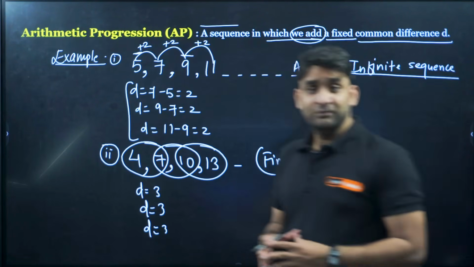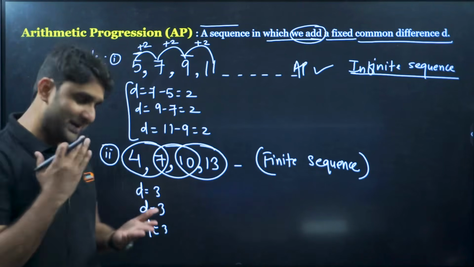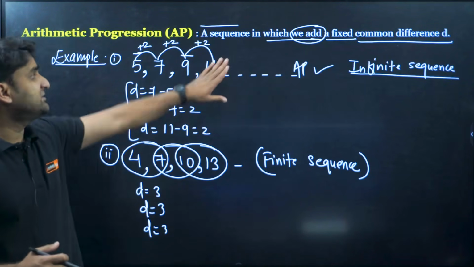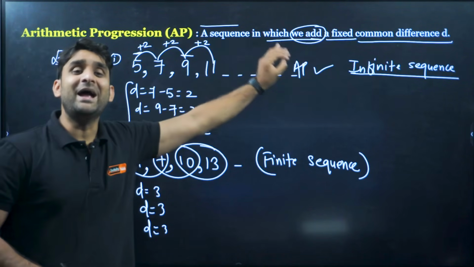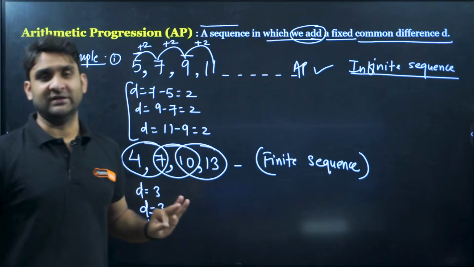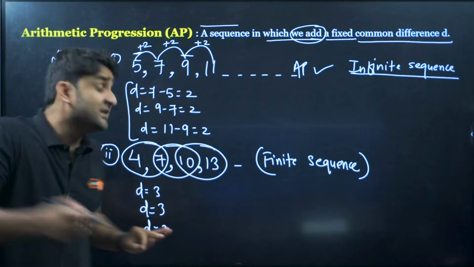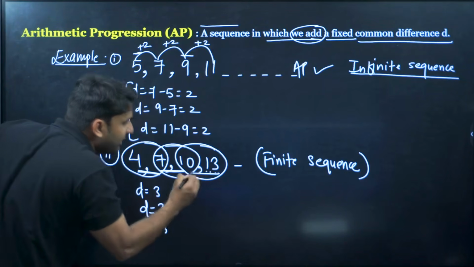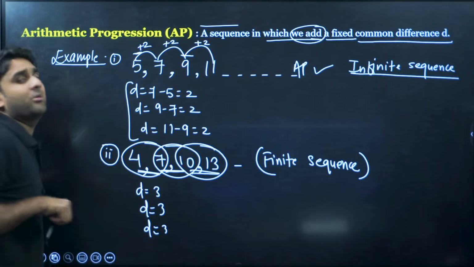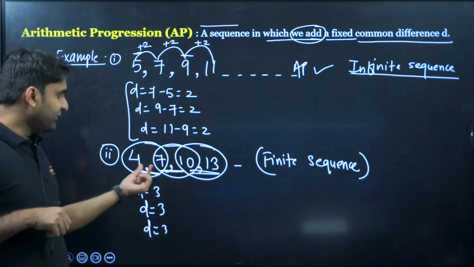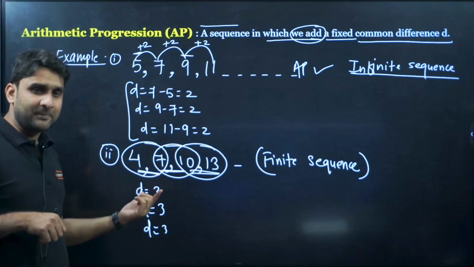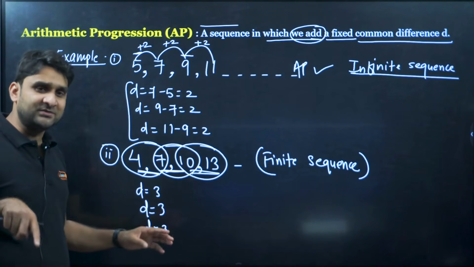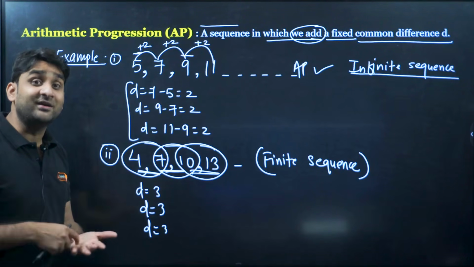Clear everyone? So arithmetic progression is what? A sequence in which we add a fixed common difference. And what is called common difference? The difference between each pair. All differences are the same, and that's why it is called common difference. The difference between 4 and 7 is 3, the difference between 7 and 10 is 3, and the difference between 10 and 13 is also 3.